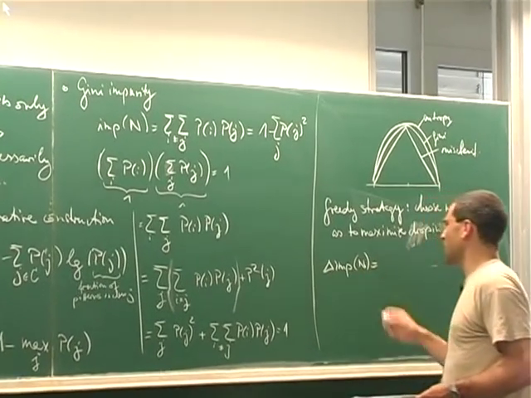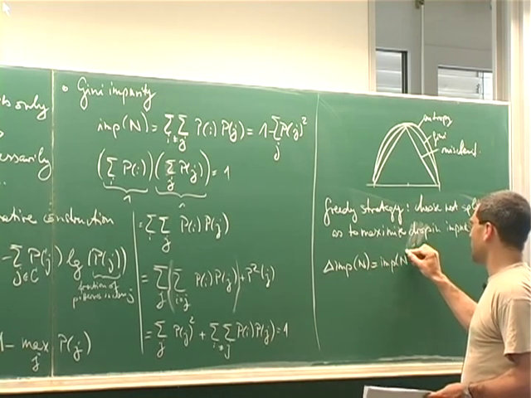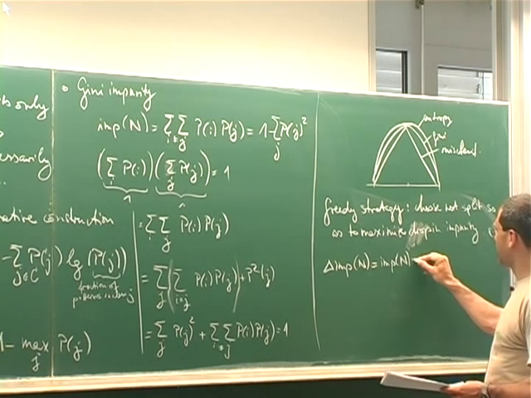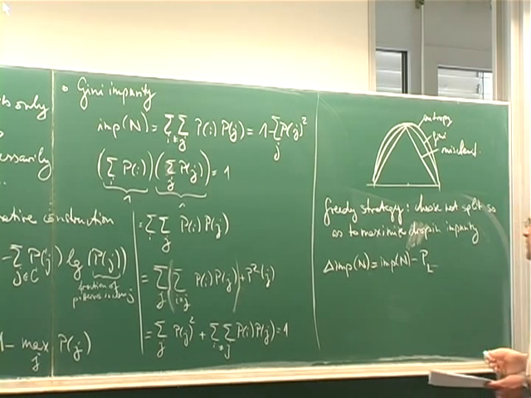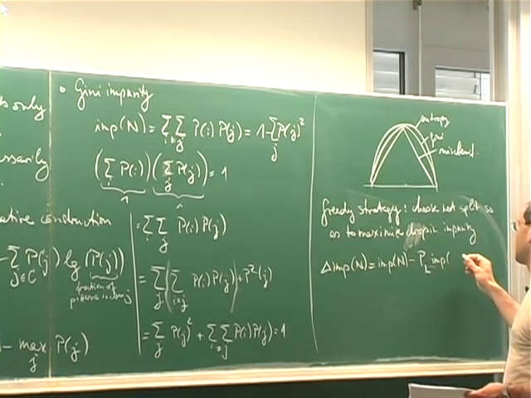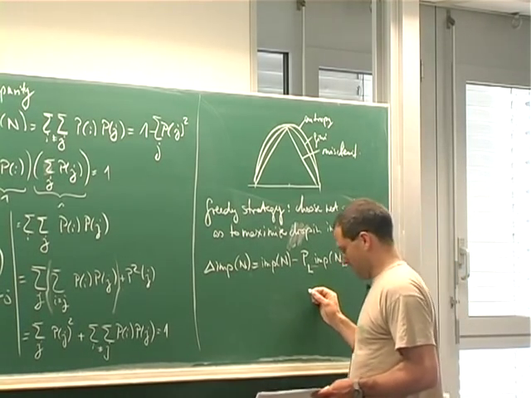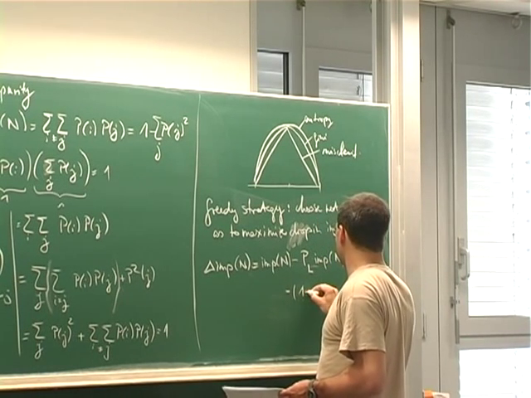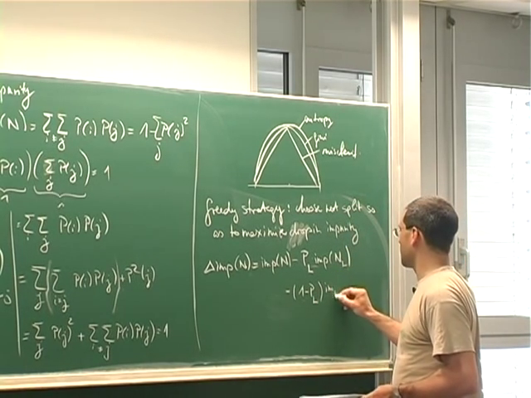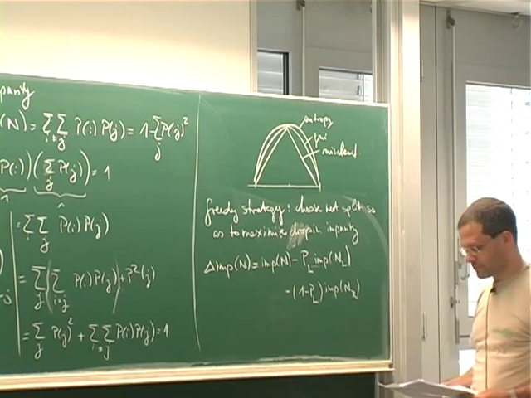So the difference in impurity at a node n that can be achieved by creating a son and daughter would be the current impurity minus PL, the fraction of samples that will go into the left child, multiplied with the impurity of this left child, minus the probability to go into the right child, which is 1 minus PL, times the impurity associated with the right child.